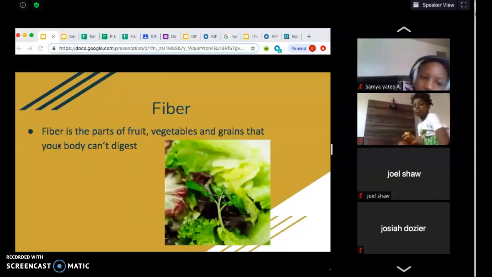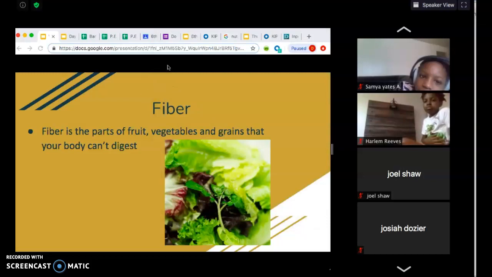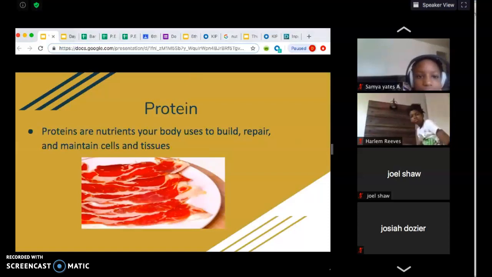Next, we have fiber. Let's have Josiah read this, please. Okay, let's go with Harlan. Please read this for me, buddy. Fiber is the fruit, vegetable, great job. Thank you. Let me get another reader. Haley, please read protein. Proteins are nutrients your body uses to build, repair, and maintain cells and tissues. Beautiful. Thank you so much.